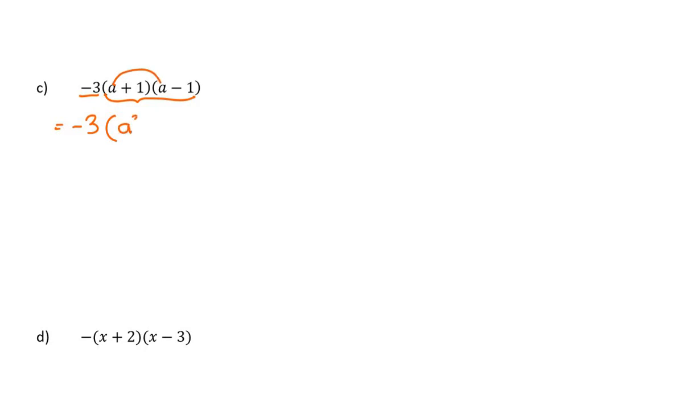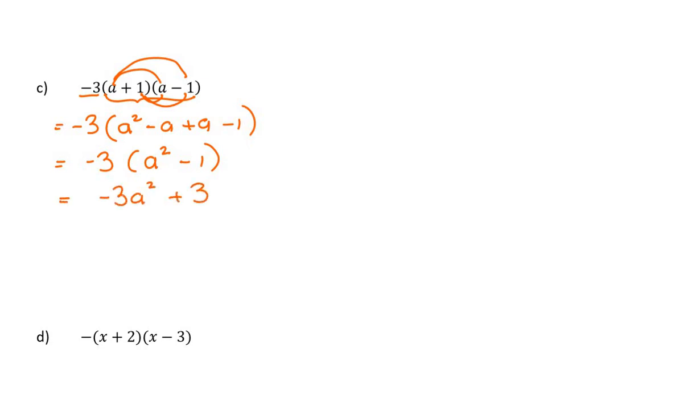So I get a squared minus a plus a minus 1. So what do you know? My middle terms do in fact cancel, and I get a squared minus 1, which means that when I put in my negative 3, I only distribute it to 2 terms. So again, that's why I find it easier to simplify my middle terms first, because then there's often less distribution at the end.